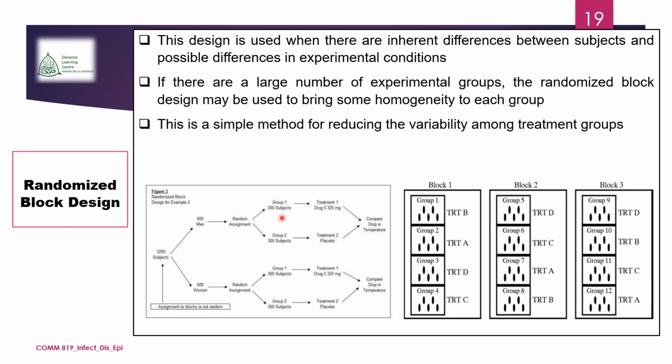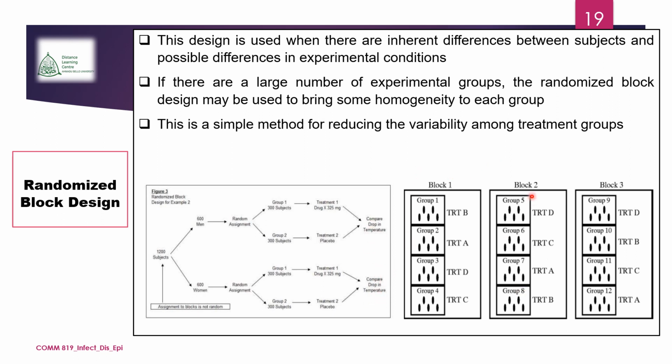So for the first group you give them treatment 1, maybe 325 milligram of drug. Then treatment 2, for men you give them just normal placebo. Then for the women, treatment 1, you also give them 325 milligram of a particular drug. Then the group 2, you give them placebo. Then now you compare the drop in temperature in all men and compare the drop in temperature in women.